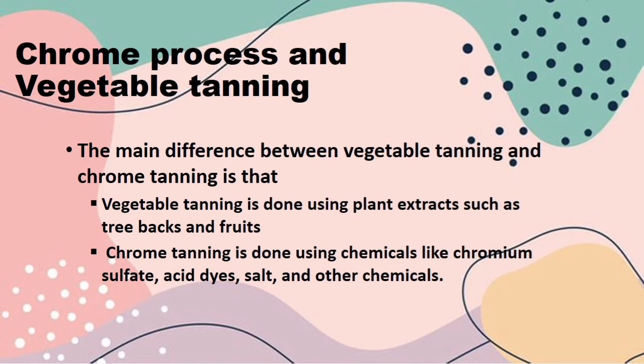Chrome process and vegetable tanning. Tanning leather is an important part of the leather-making process as it prevents the hide from rotting and determines the durability and final characteristics of how the leather can be used. When leather goes through the tanning process, its protein chemical compounds are stabilized, which prepares the leather for manufacturing.